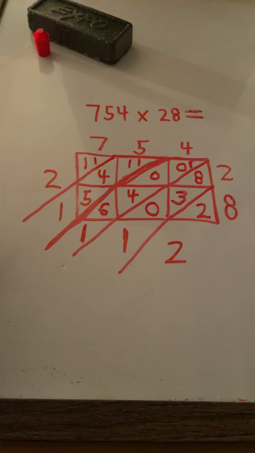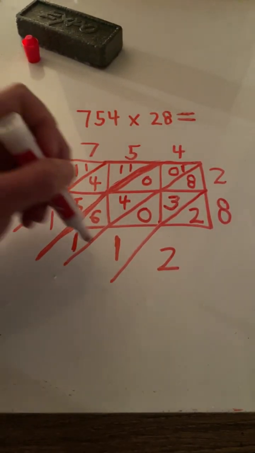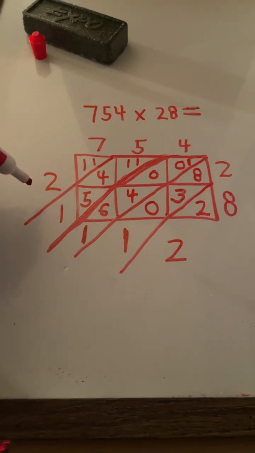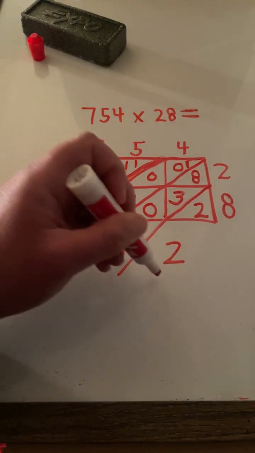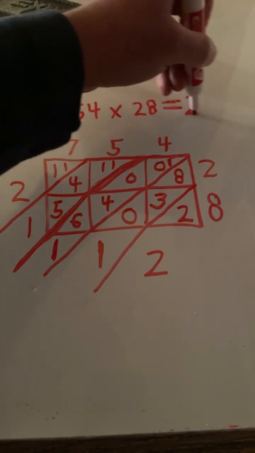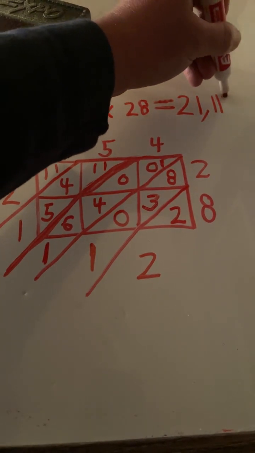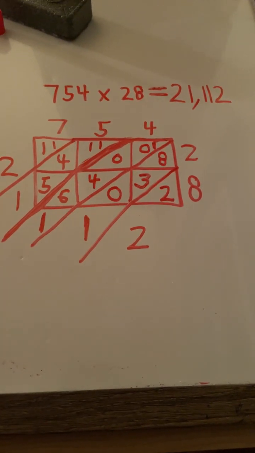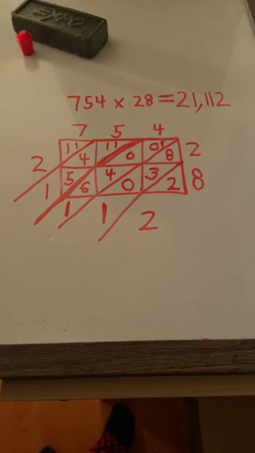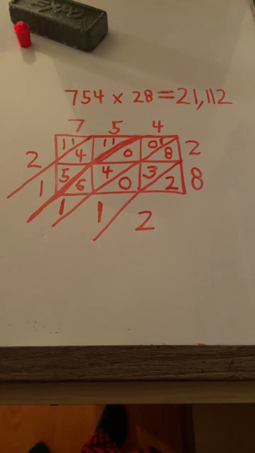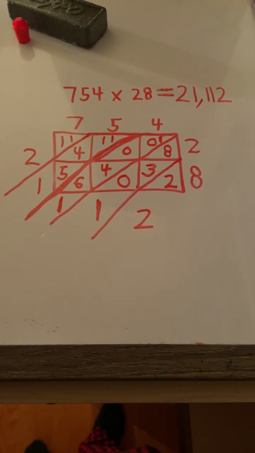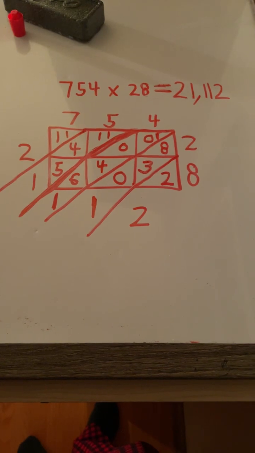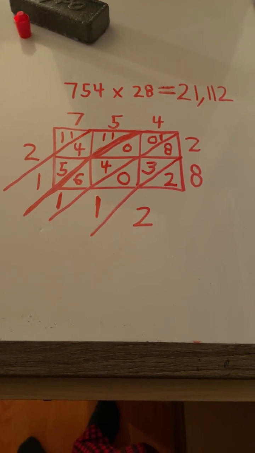So now for our answer, we have to look at all the numbers that are at the bottom of the diagonal lines that are outside of the square. And we have to read those digits from left to right. So we have 21,112. So we have our final answer, 754 times 28 equals 21,112.